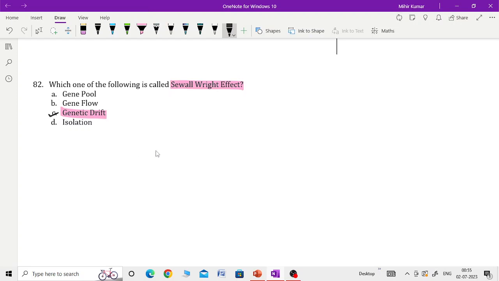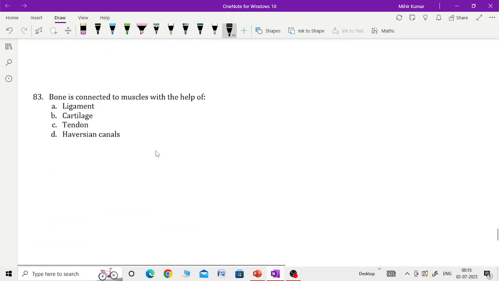The next question is also easy. This has come from the 12th. Bone is connected to the muscle with the help of tendon. Definitely this is memory based. Bone and muscles are connected with each other by the tendon.